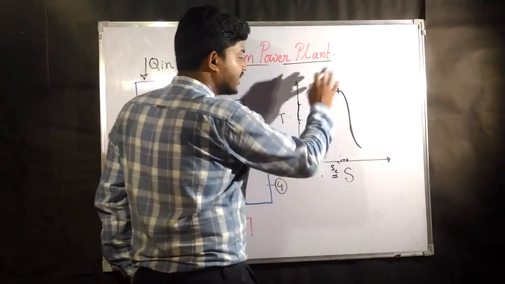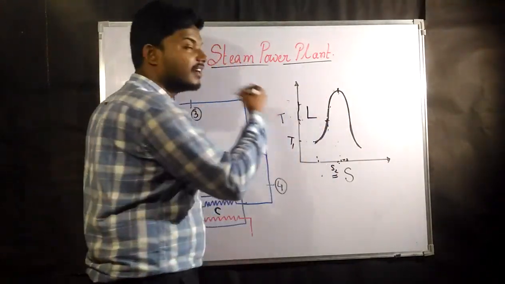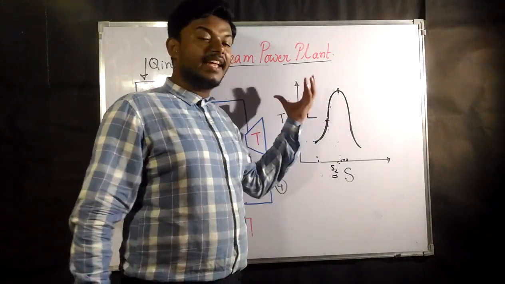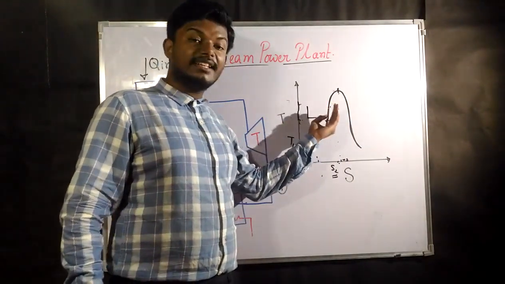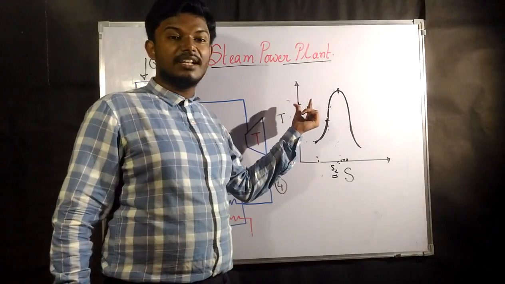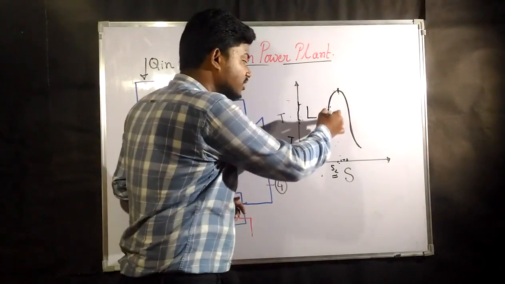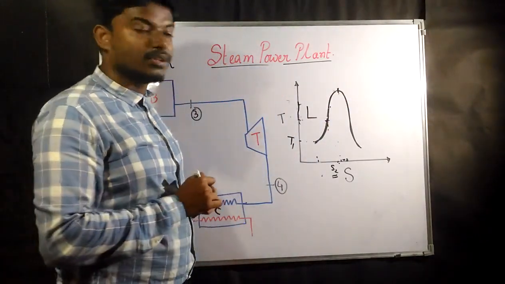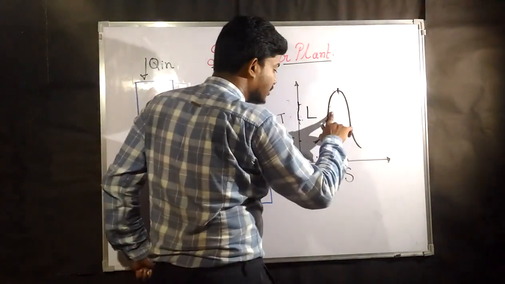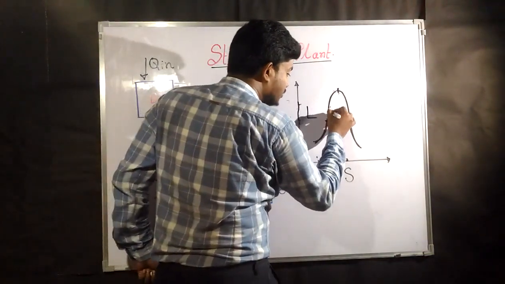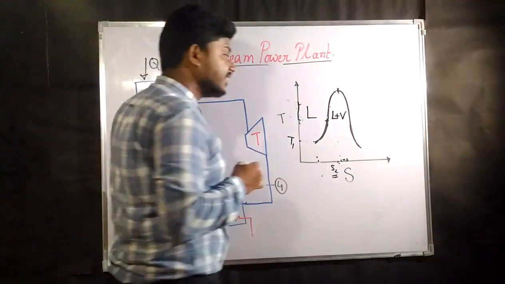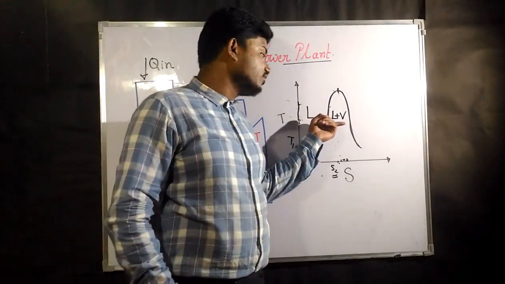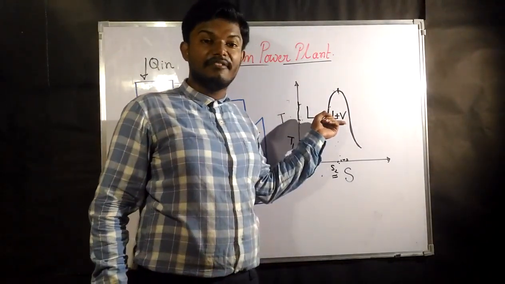That means in this vapor dome, if any point is situated on the left side of that line, it is completely liquid. Up to this boundary it can be completely liquid. Now just inside the vapor dome, what is it going to be? It is going to be nothing but liquid plus vapor.